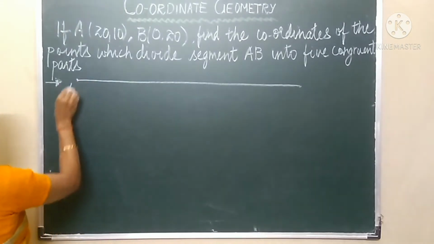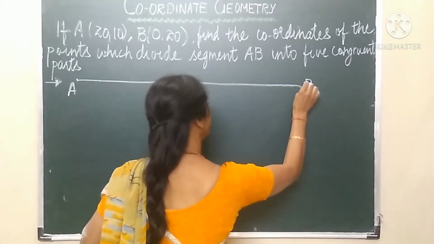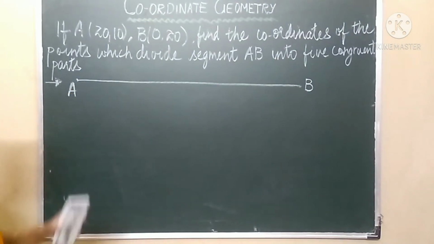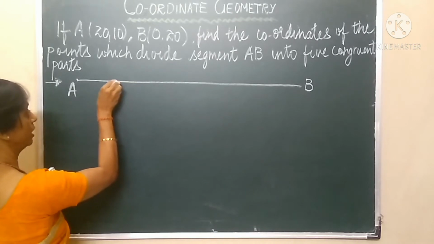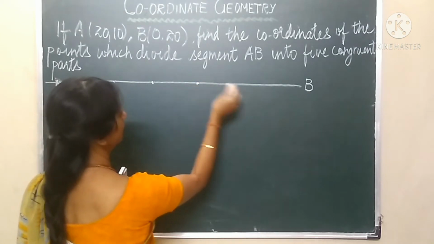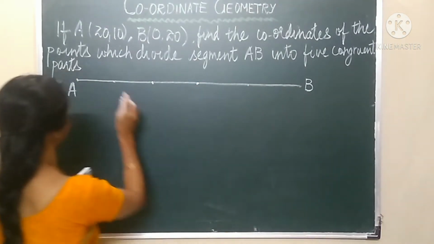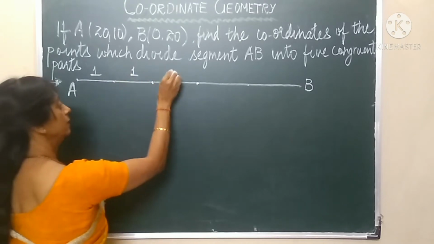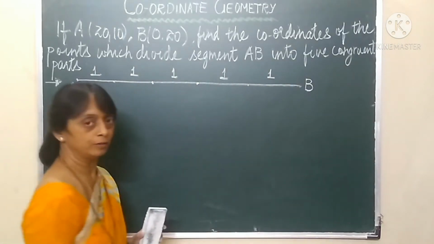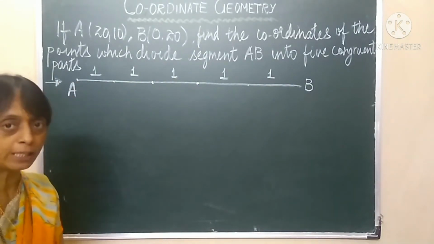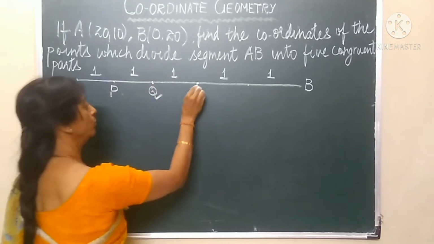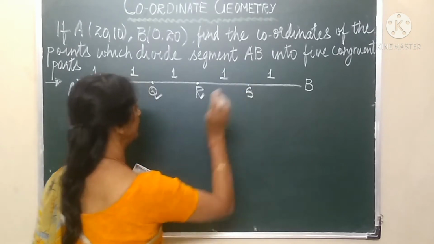This is your segment AB, right? It is divided into 5 congruent parts. So let's check out 1, 2, 3, 4 and 5. The ratio is 1 is to 1 is to 5 congruent parts. That's my equal ratio, right? So let's assume the given points intersecting line AB are P, Q, R and S.